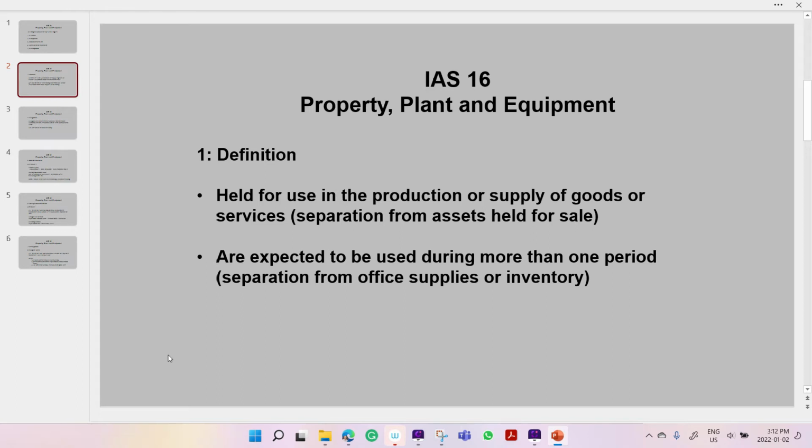Second point is PP&E assets are expected to be used during more than one period. And that part of the definition separates those assets from office supplies or inventory. So again, it's fairly simple in the sense that you got a definition that's composed of 2 bullet points: help in the production of supplies and expected to be used for more than one period. So if you know that, then when you run into an asset, you can easily detect if it's a PP&E asset or not.